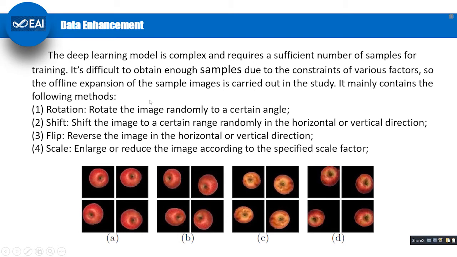We all know the deep learning model is complex and requires a sufficient number of samples for training. It is difficult to obtain enough samples due to the constraints of various factors. So, the offline expansion of the sample images is carried out in the study. It contains the following methods.